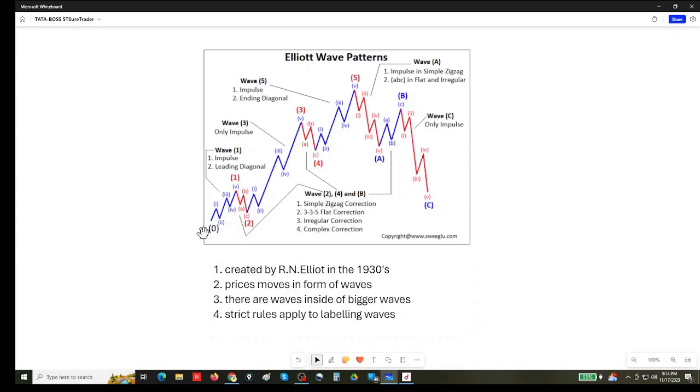So as you can see, this is wave 1, 2, 3, 4, 5, and retracement wave A, B, C. Also notice that inside, let's say, wave 1, you also have 1, 2, 3, 4, 5. And in wave 2, you also have A, B, C. So you have your retracement waves. These are the smaller price waves inside the bigger price waves. Now, the problem why Elliott wave does not work, there are basically two reasons to that.